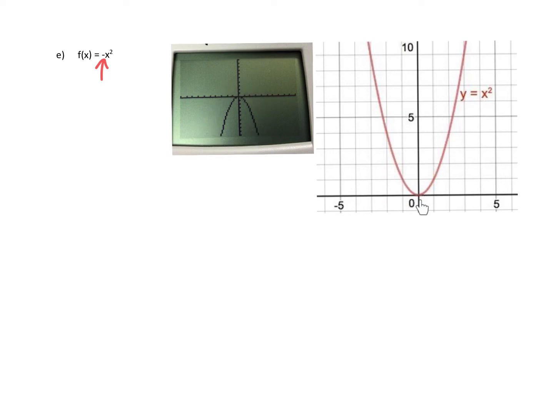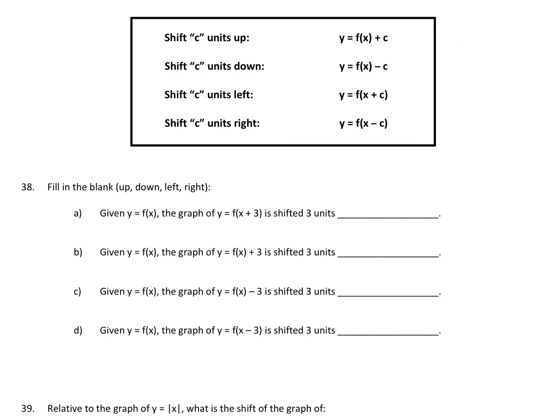So if you look at your original function, basically what we did was, see the x-axis right here? We took our graph and we reflected it over the x-axis. So all of these points, (1, 1) became (1, negative 1), and (2, 4) became (2, negative 4). This graph was reflected over the x-axis. So if you can turn to the next page, page 23.